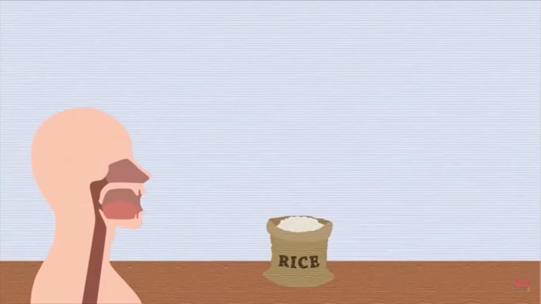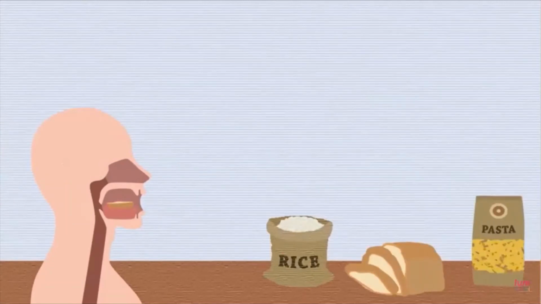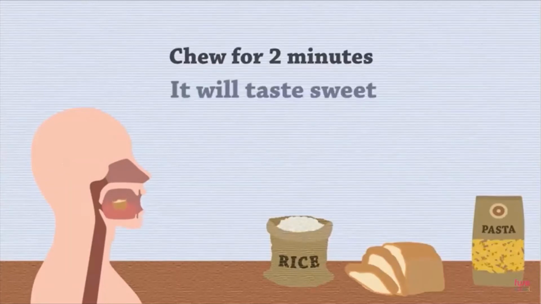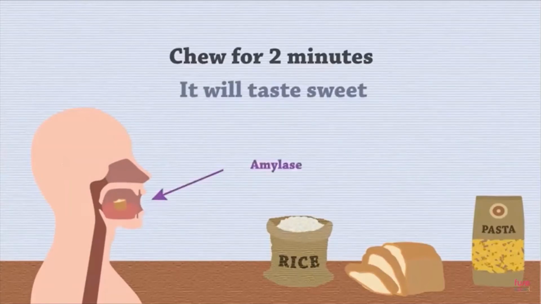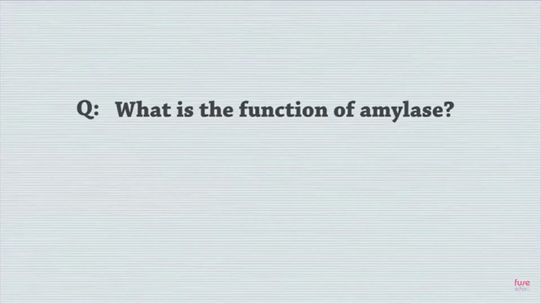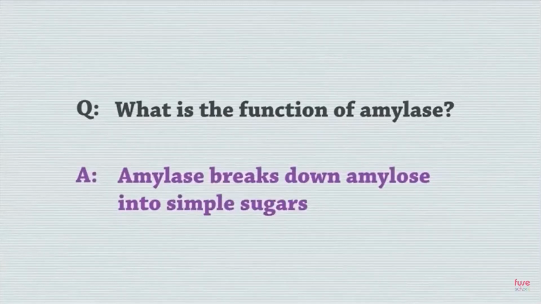The next time you eat a spoonful of rice, a piece of bread, or a forkful of pasta, try to chew it for 2 minutes without swallowing. You will find that it actually starts to taste sweet. There is an enzyme in your saliva called amylase. Here is a challenge. What do you think its function is? Pause, think, and resume when ready. The answer is amylase breaks down amylose into simple sugars.